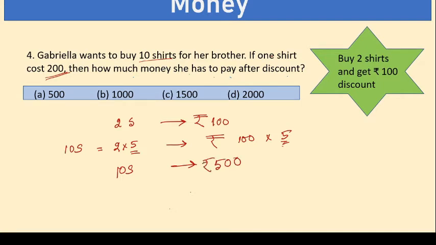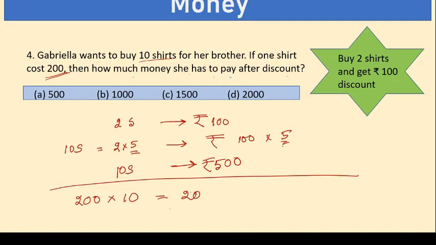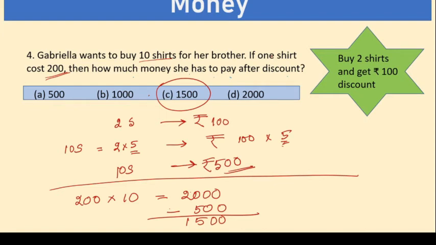Now let's find the actual cost of the 10 shirts. Now we know that one shirt costs rupees 200. So 10 shirts is 200 times 10, which is equal to rupees 2000. Now 500 is the discount, so we subtract 500 from 2000 and what we get is 1500. So that means the money that she has to pay after reducing the discount is option C, 1500.